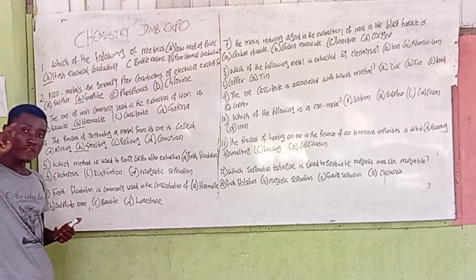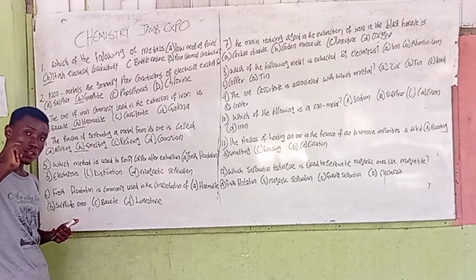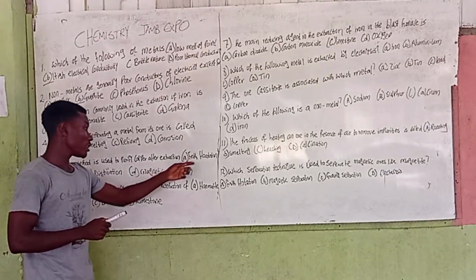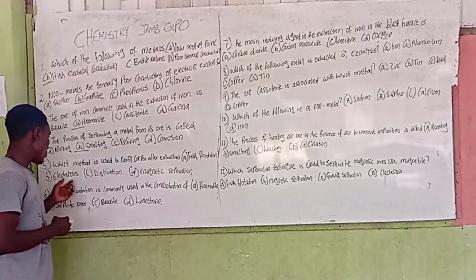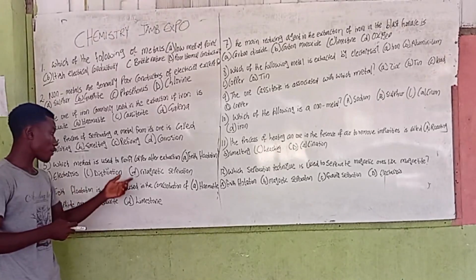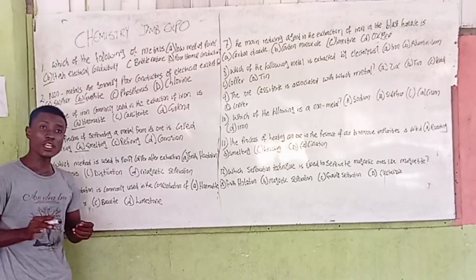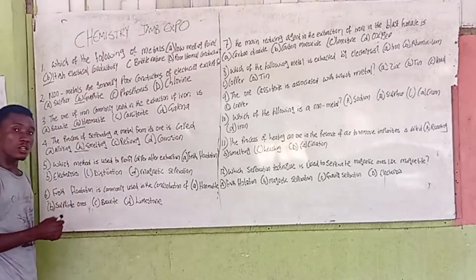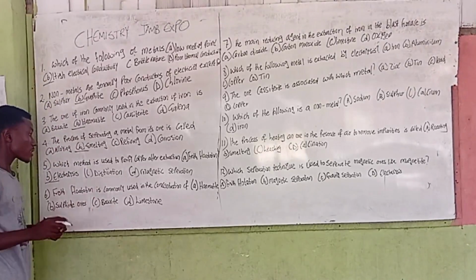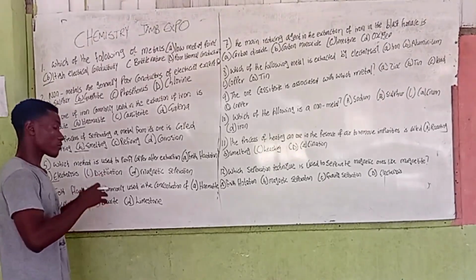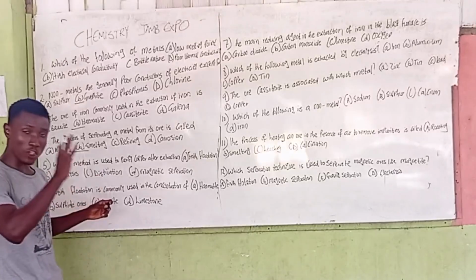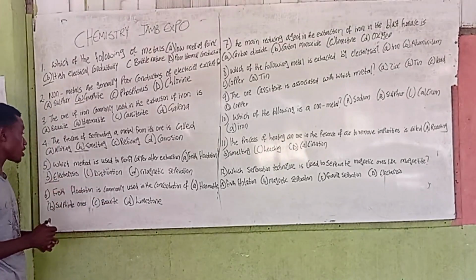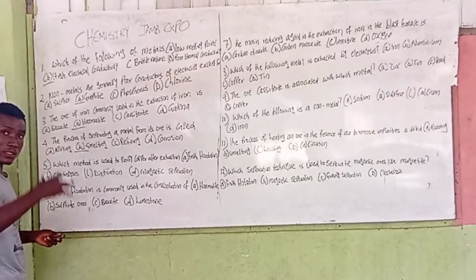Number 5. Which method is used to purify copper after extraction? Remember I talked about purification after extracting. We have A. Froth flotation, B. Electrolysis, C. Distillation, and D. Magnetic separation. For the purification of copper after extraction, we use electrolysis. So B is correct. The extraction of copper and the purification are different. But for the purification here, it is electrolysis. Remember I already told you this in the beginning of the class.